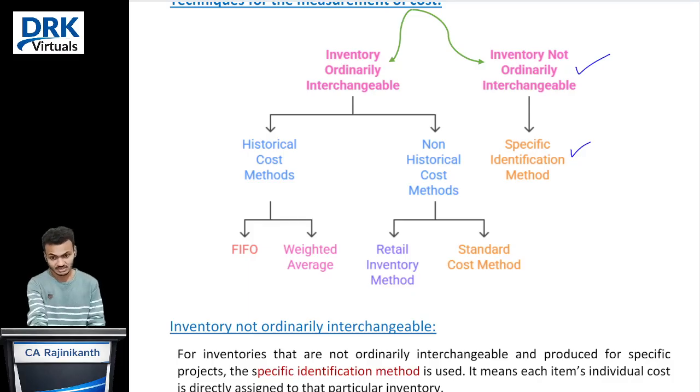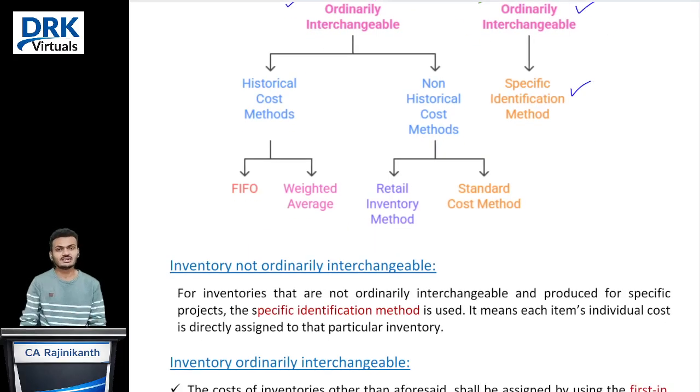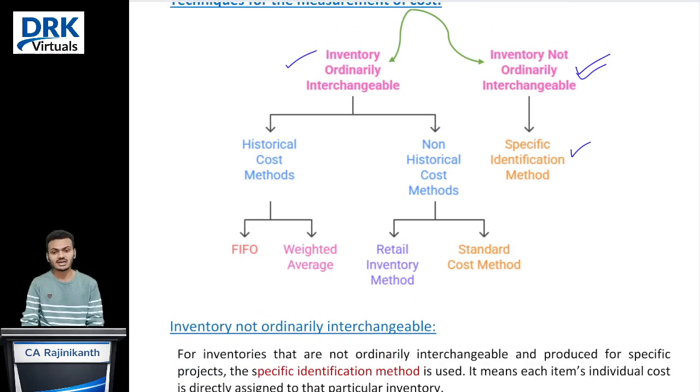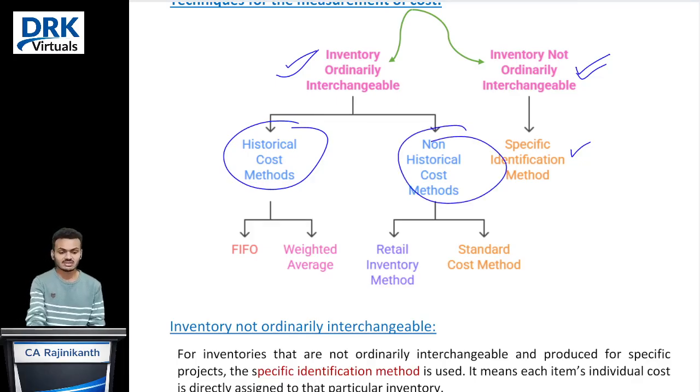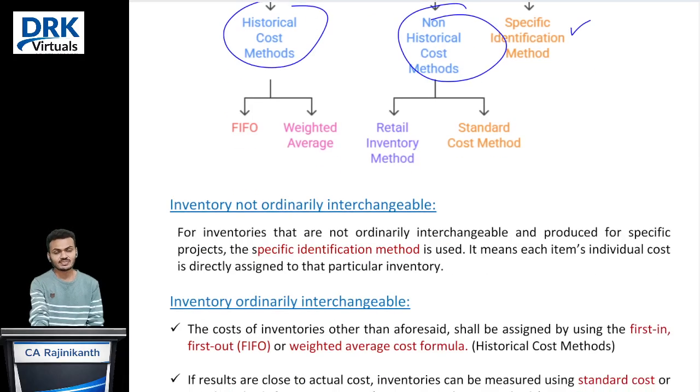Okay. And the next one is inventory that is ordinarily interchangeable. It means inventory can be replaced. In the first case, inventory cannot be replaced. They are unique. They are customized. In this case, inventories can be replaced. Historical cost method we can follow. Historical cost means actual cost. Okay. Non-historical cost method is estimation based methods, I can say. Estimation based methods we can follow only when they result in approximation to the actual cost. Okay. In that case we can follow. Otherwise we should not follow.